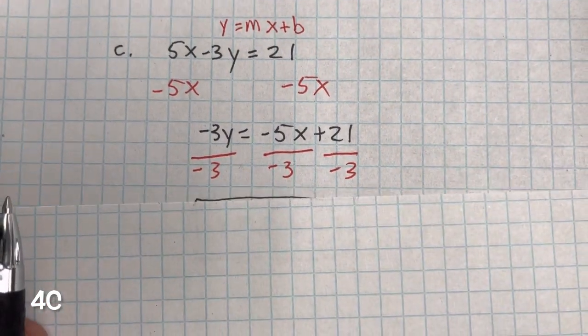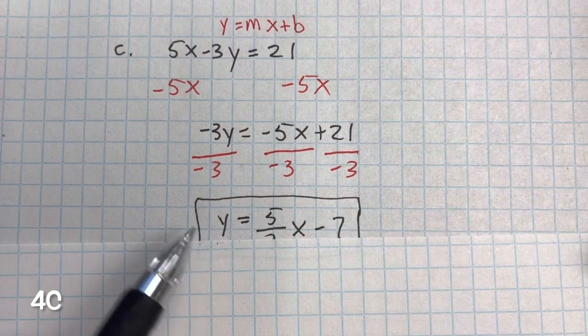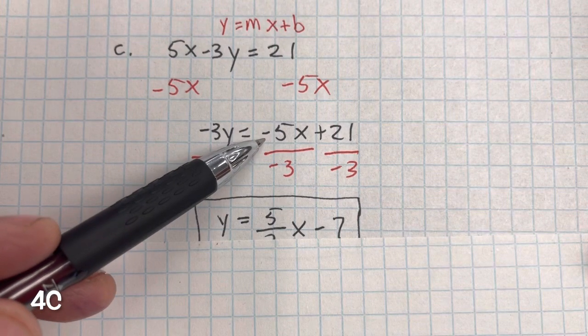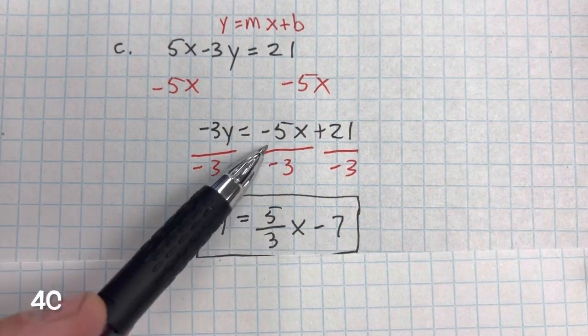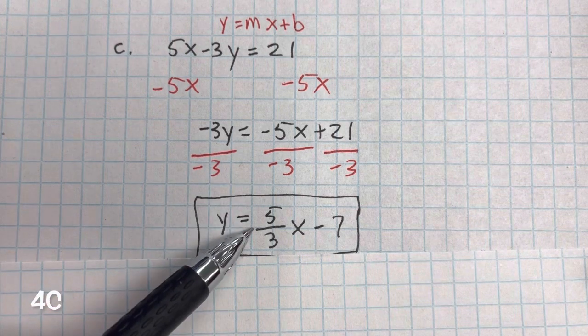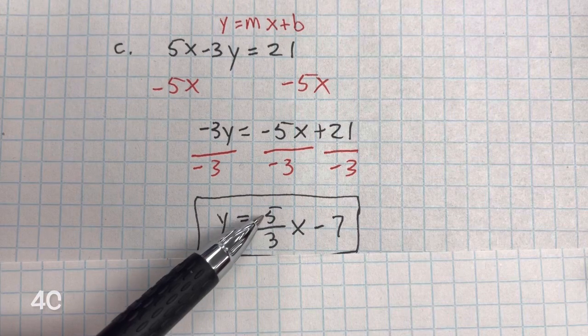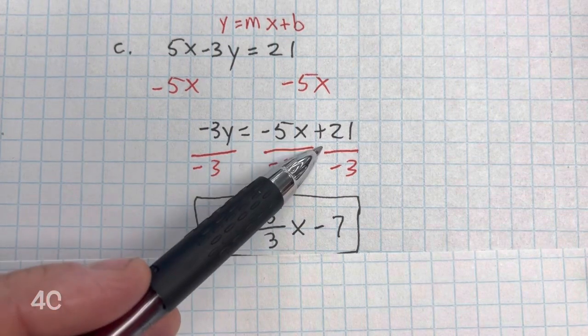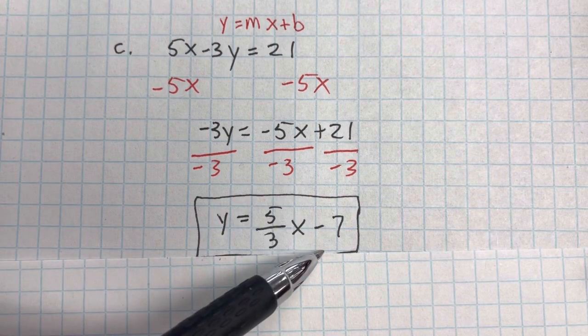So negative 3y divided by negative 3 equals y. Negative 5x divided by negative 3. So a negative divided by a negative equals a positive. And I'm going to keep it in fraction form. So we do 5/3 x. And then positive 21 divided by negative 3 equals negative 7.